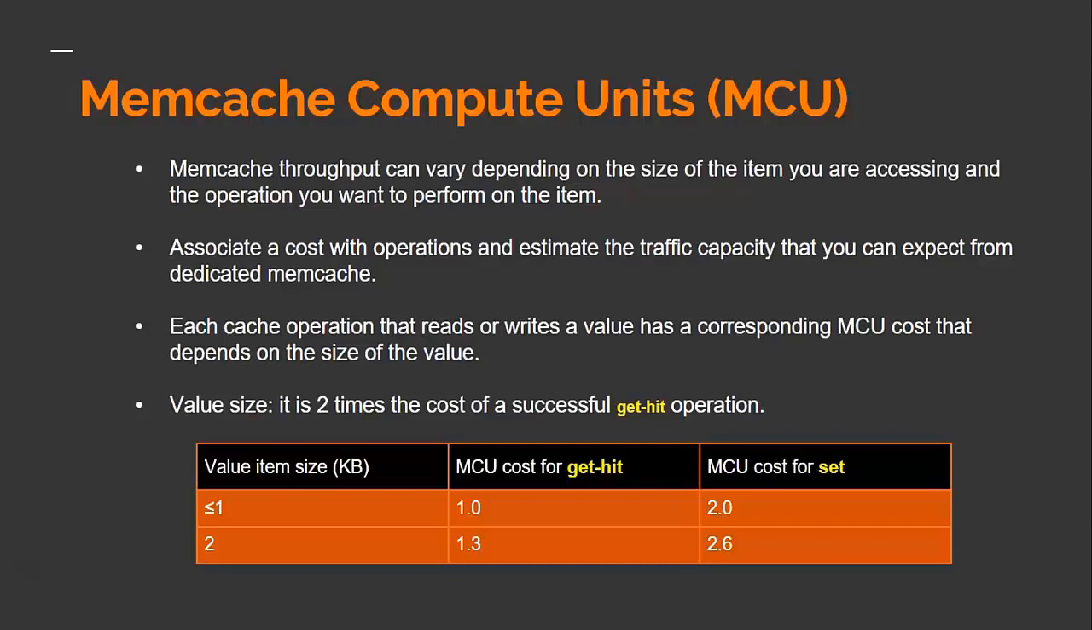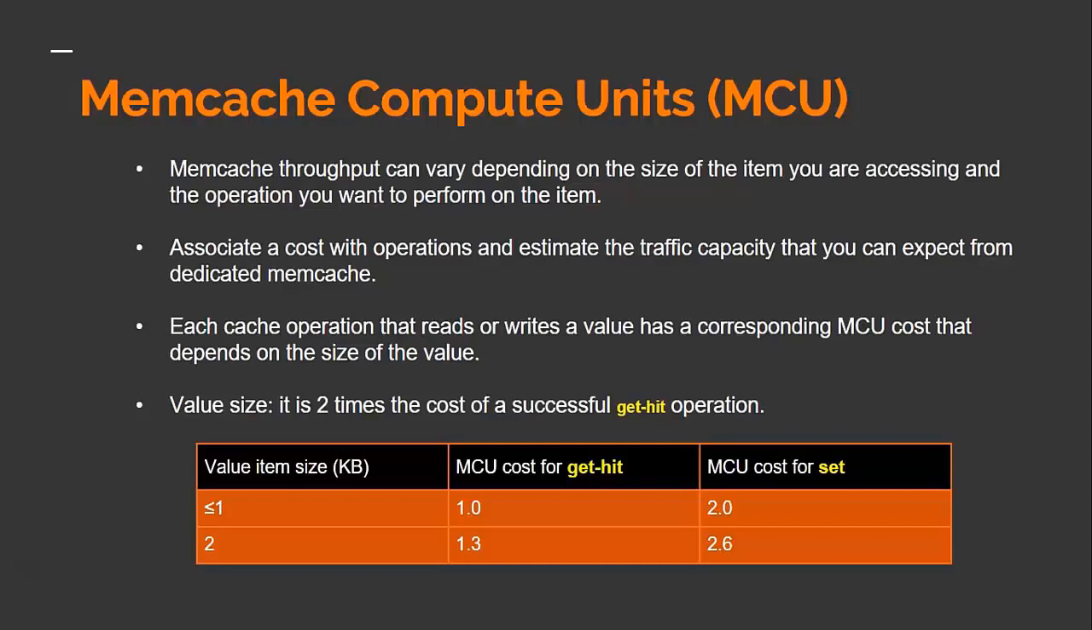Your MCU is defined such that you can expect 1000 MCU per second per GB of your dedicated Memcache. In your Cloud Platform console, it generally shows you how much MCU your application is currently using once you have started using your cache. The MCU is again a rough statistical estimate, and it is not a linear unit. Each cache operation that reads or writes a value has a corresponding MCU cost that depends upon the size of the value you are going to store there. So the MCU for a set depends on the value size. It is 2 times the cost of a successful get hit operation.